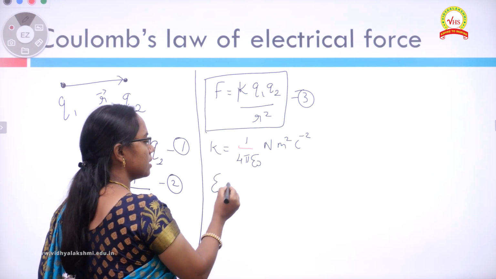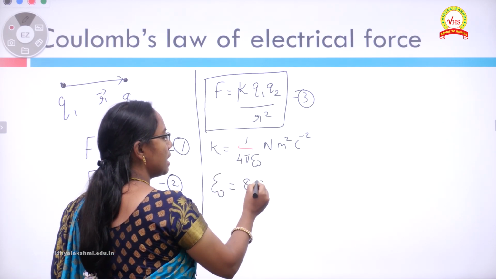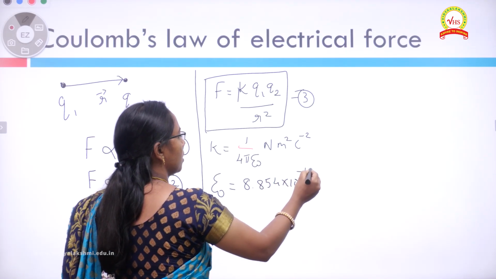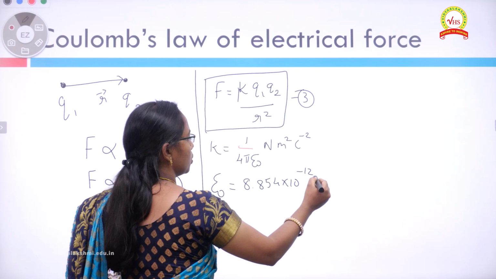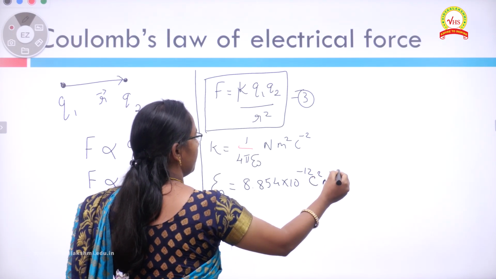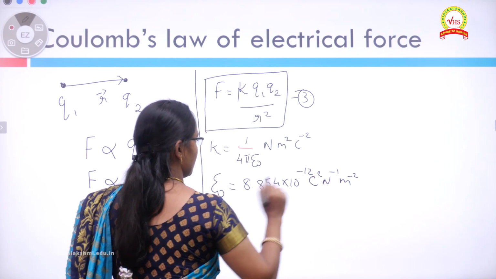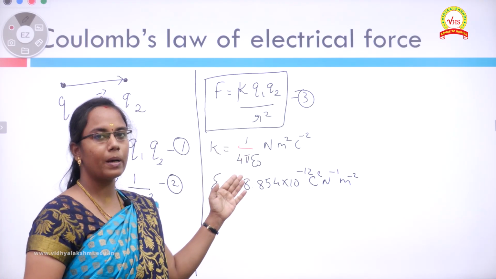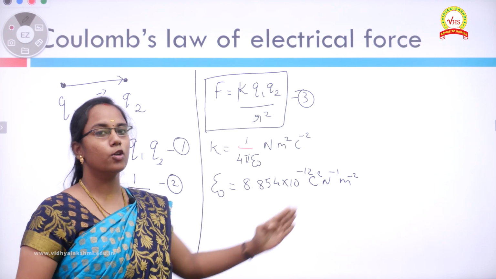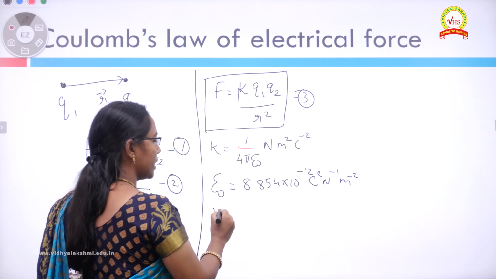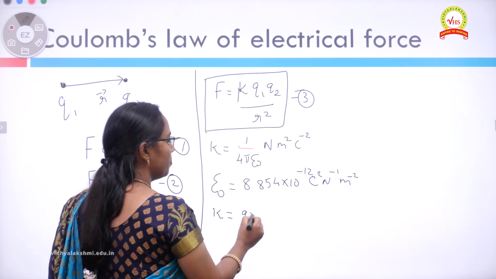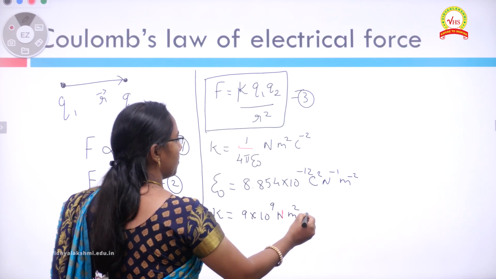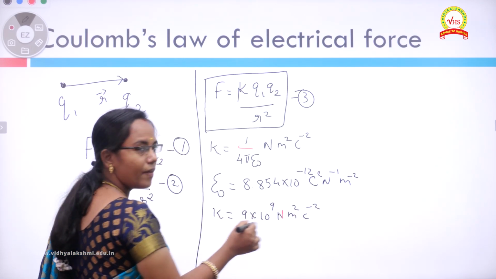So, that is the permittivity of free space, and that is also a constant value. Epsilon naught is equal to 8.854 into 10 power minus 12 Coulomb square per Newton per meter square. So, when we substitute these values here, K is equal to 1 by 4 pi into 8.854 into 10 power minus 12, we get a value of K to be 9 into 10 power 9 Newton meter square per Coulomb square. So, this is the value of K.